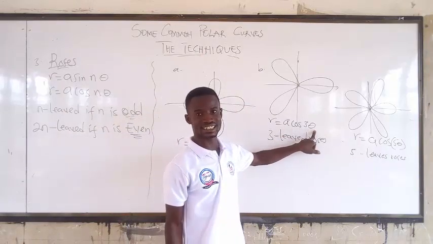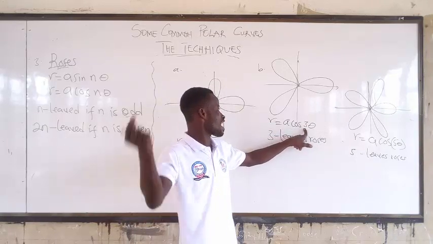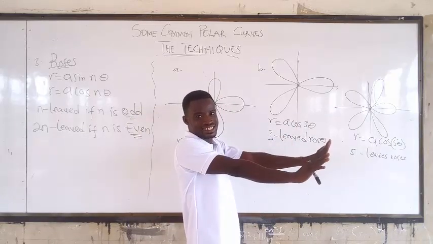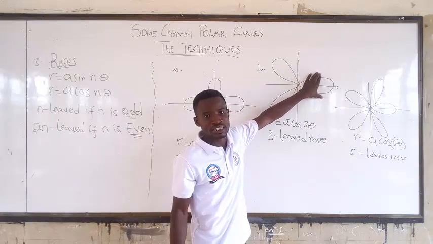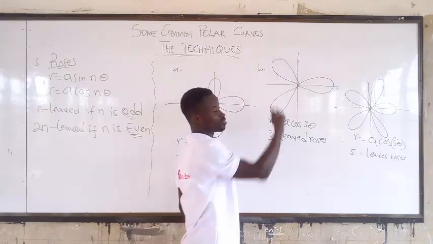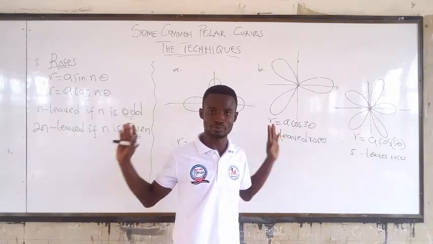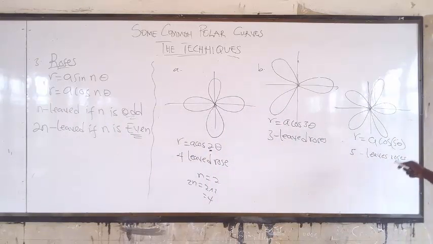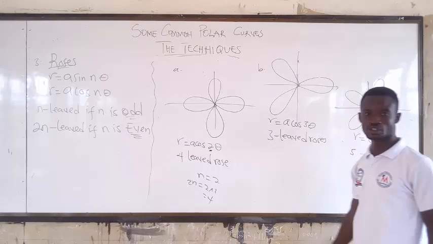Here, a cos 3θ. The 3 there is an odd number. Since it's an odd number, and you know cos is always on the x axis, you are going to get 3 leaves. The first leaf will be on the positive x axis, and the rest will be here. It's odd, so don't multiply by 2. Here is 5, the argument is 5θ. Since it's cos, you get one here, one here, one here, one here, one here. That's how it's going to be.